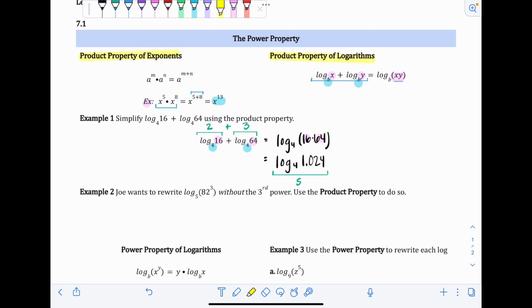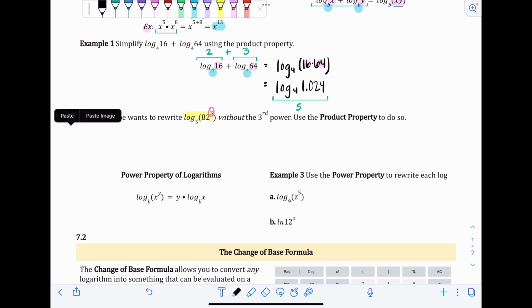So example 2: Joe wants to rewrite log base 5 of 82 to the third power without the third power. Use the product property to do so. We want to figure out a way to rewrite it without this third exponent up there. So we're actually going to use the product property in reverse order from the way that we did example 1. So log base 5 of 82 cubed. The first thing I want to do to get rid of that third power is expand out the 82 to the third power. So 82 to the third power means 82 times 82 times 82.